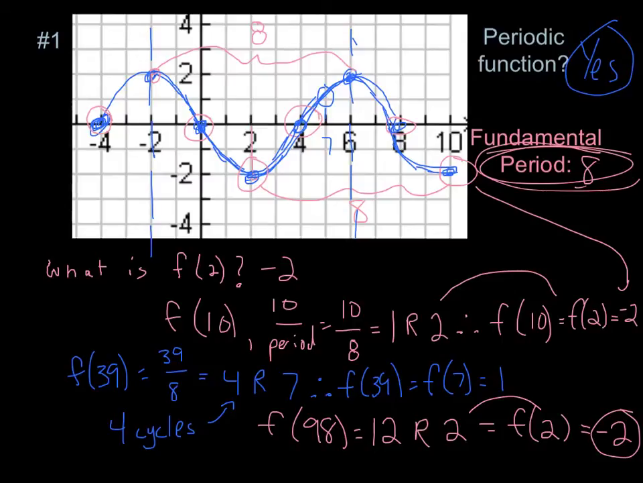What's the maximum point? What's the highest it gets? It's 2. What's the lowest it gets? Well, it's negative 2. What's the middle? That's y equals 0. How far is it from the middle to the max? Well, that's 2. How far is it from the middle to the min? Well, that's also 2. That means the amplitude is 2. The height is 2. That's what we call the amplitude.